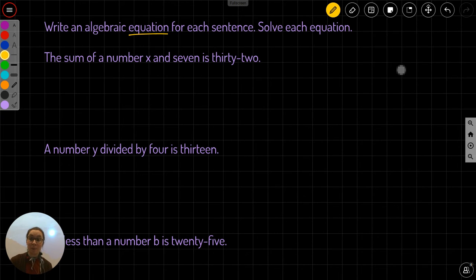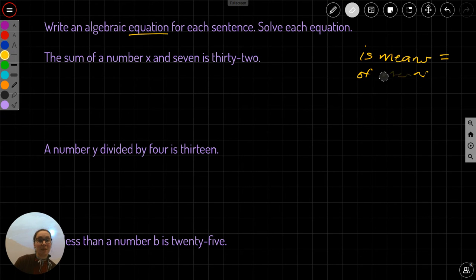I will tell you right now that the word you are looking for when trying to find an equal sign is, well, "is." When you see "is," think equals. Just like "of" means multiply.